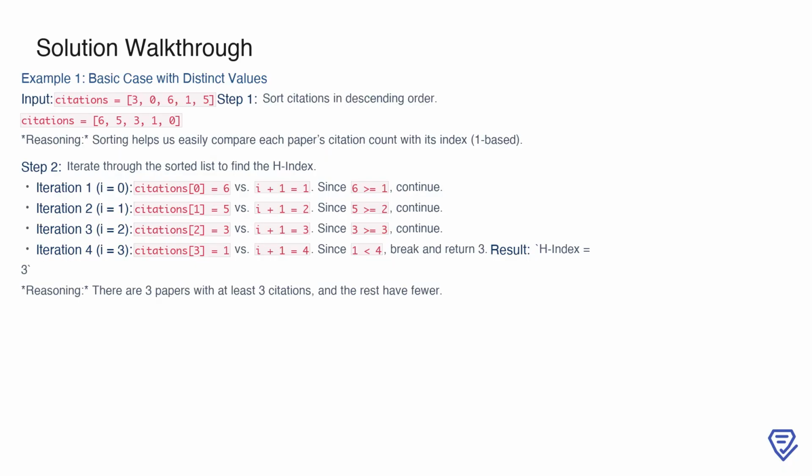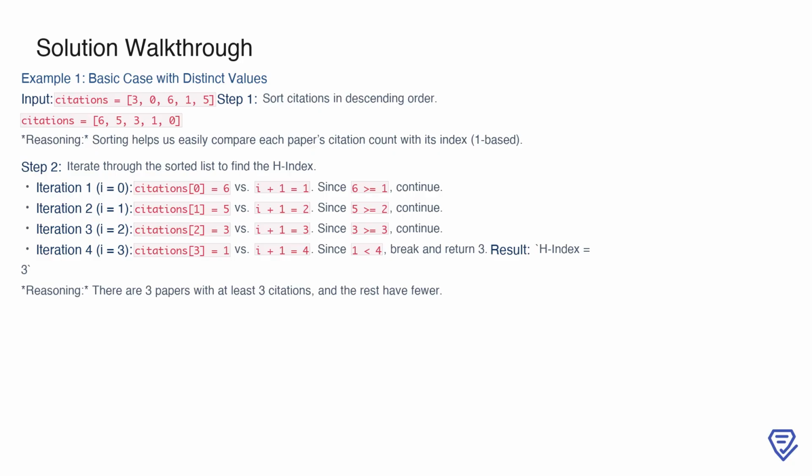Here, we're looking at the first example where the input citations array is 3, 0, 6, 1, 5. The first step is to sort these values in descending order, which gives us 6, 5, 3, 1, 0. Sorting the array makes it easier to compare each paper's citation count against its rank, which is the index plus 1. Now, we iterate through this sorted list. In the first iteration, the citation count for the first paper is 6, and its rank is 1. Since 6 is greater than or equal to 1, we move to the next paper.